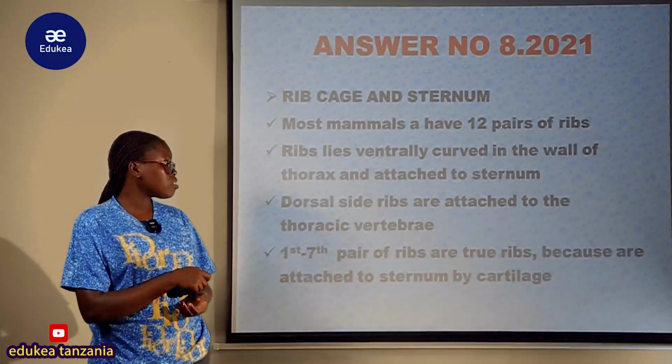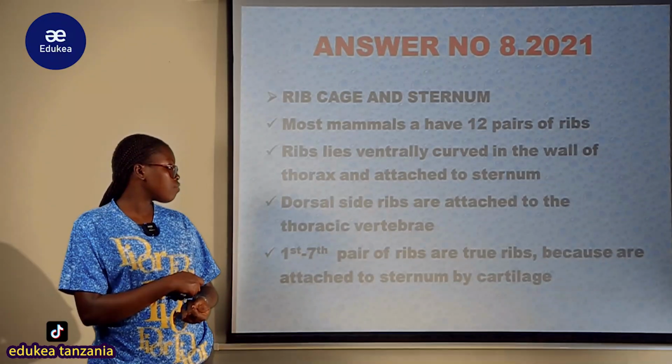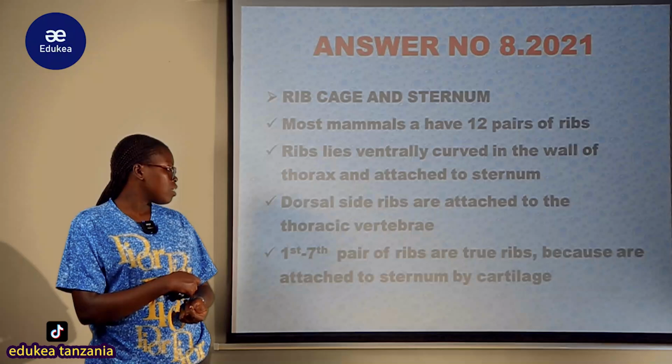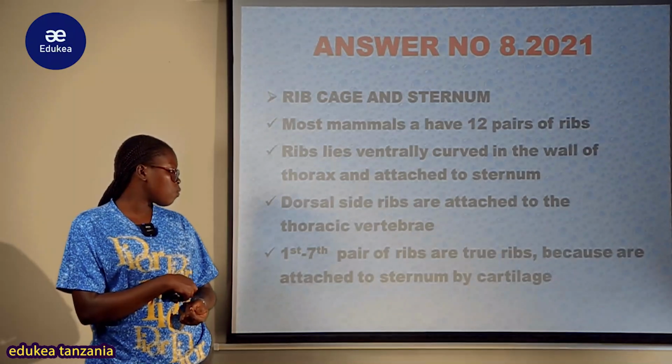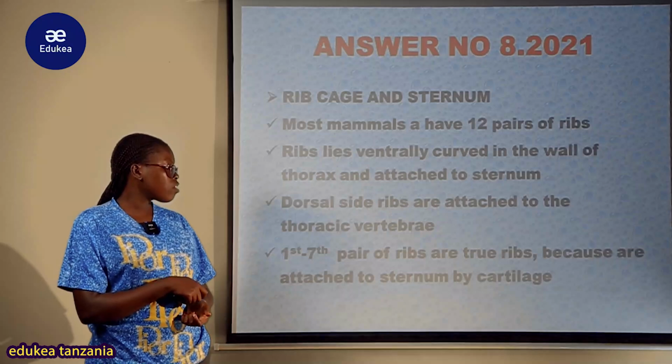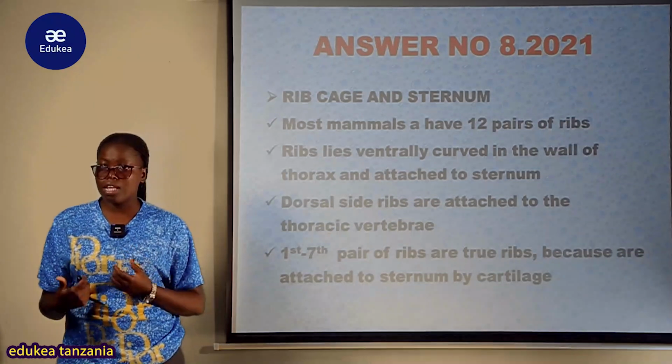So most mammals have two pairs of the ribs, and ribs lies ventrally curved in the wall of the thorax pamoja attached to the sternum. The other side of the ribs are attached to the thoracic vertebrae, and 5 to 7 pairs of ribs are true ribs because they are attached to the sternum by cartilage. Kwa mpaka hapo tunaweza kuona another adaptation.